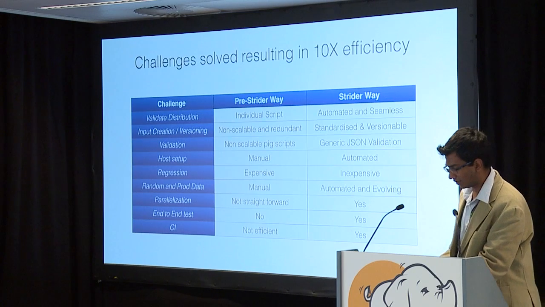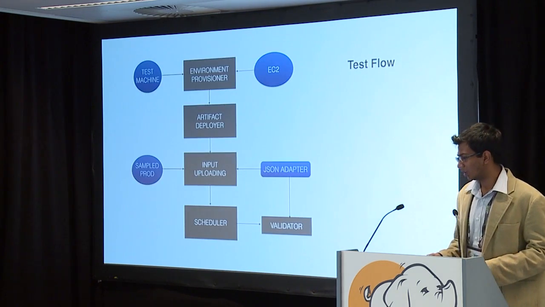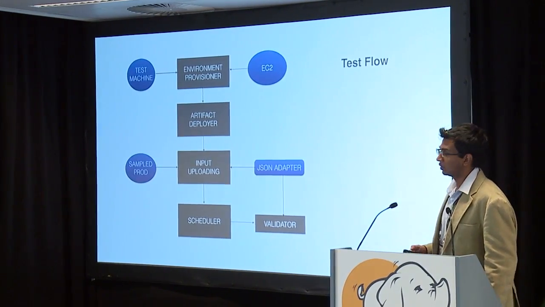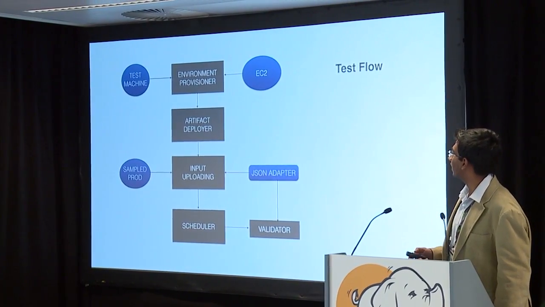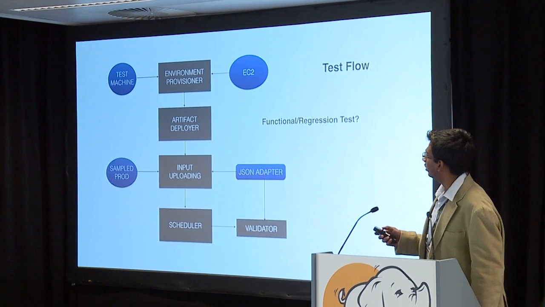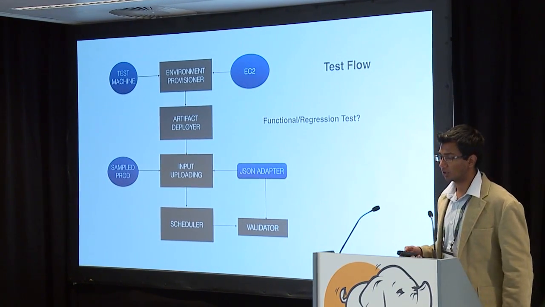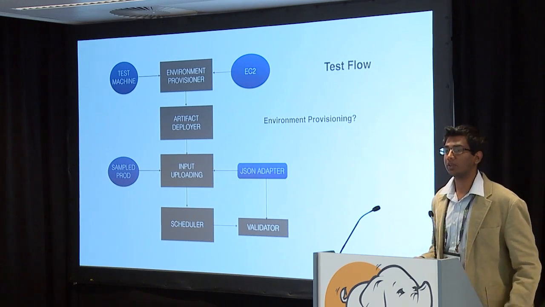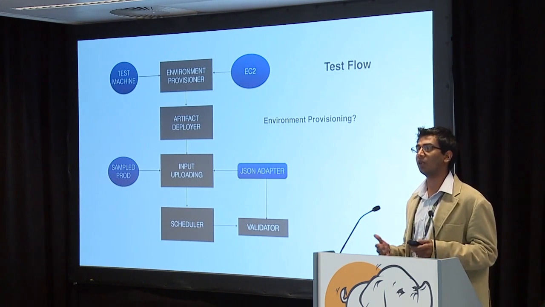Hello guys. So I'll take you through the test flow. How does the test flow look in Strider? If you want to run a functional regression test, what is the first thing you want? The first thing you want is an environment, right? The first thing you need for testing is an environment.